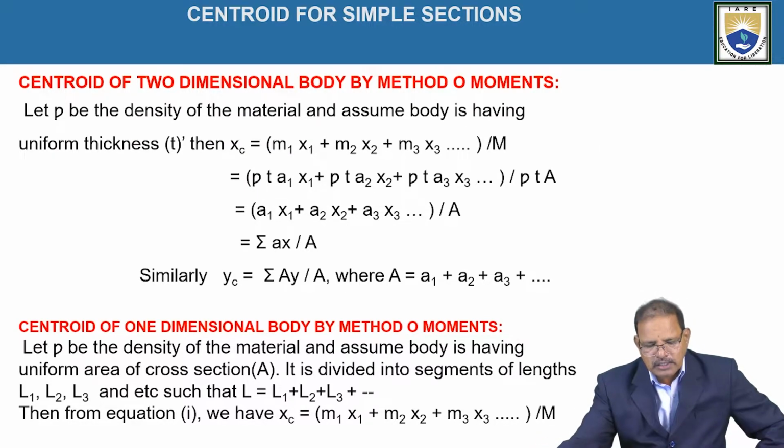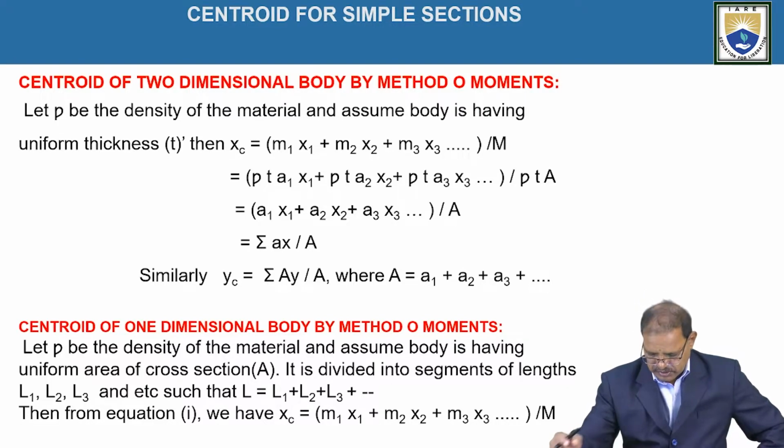Okay, for the two-dimensional objects, xc is equal to a1 x1 plus a2 x2 plus a3 x3 divided by a1 plus a2 plus a3. Similarly, yc is equal to a1 y1 plus a2 y2 plus a3 y3 divided by a1 plus a2 plus a3, by assuming that the thickness of the object is uniform.